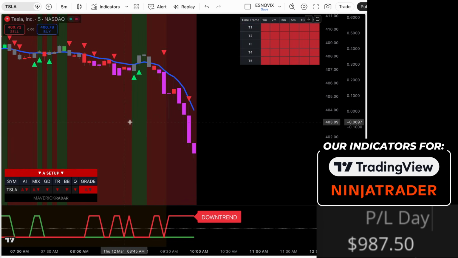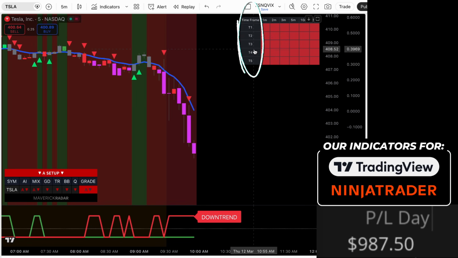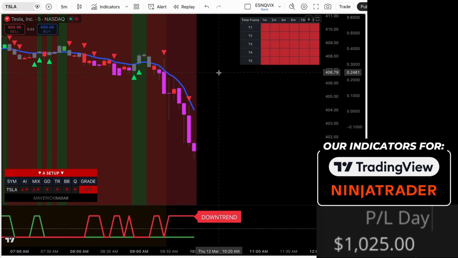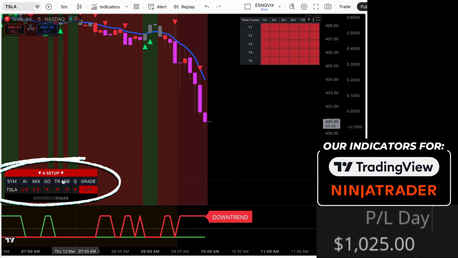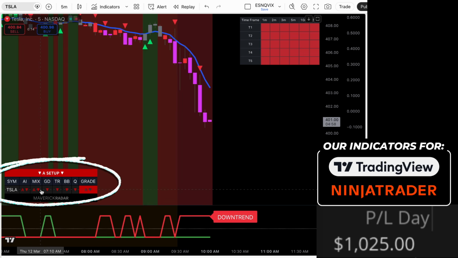And then all 5 traders are voting bearish across 6 time frames. Think of these algorithms as traders, and they all have a completely different style, and they're all voting bearish across 6 time frames. Imagine being in a room with 5 other traders with completely different styles, and they're all agreeing which direction the market's going. What the Maverick Radar is doing is putting it all into a nice, neat little package down here.